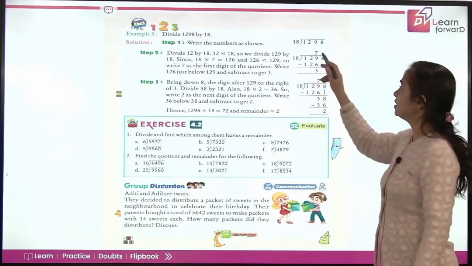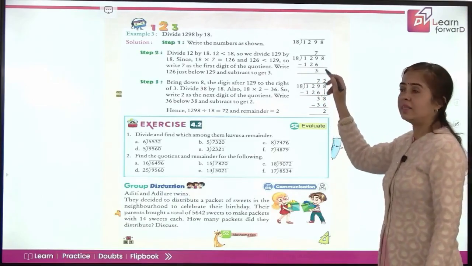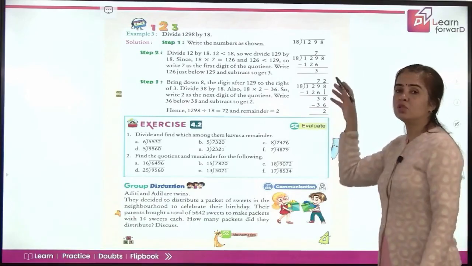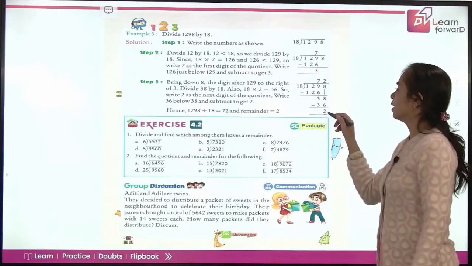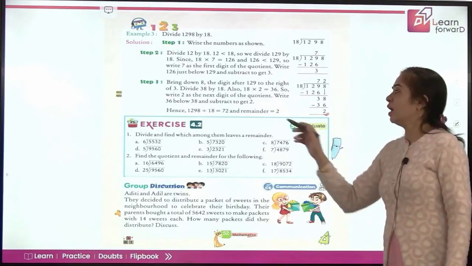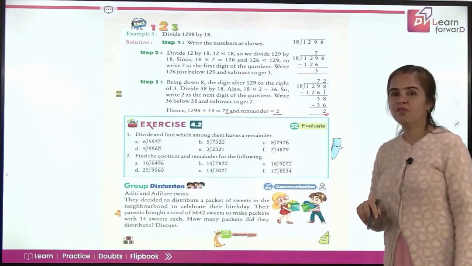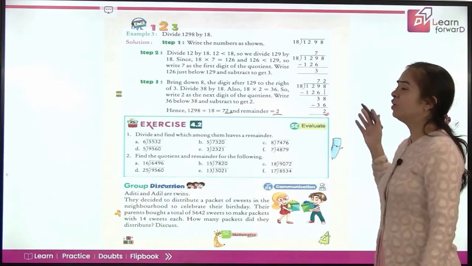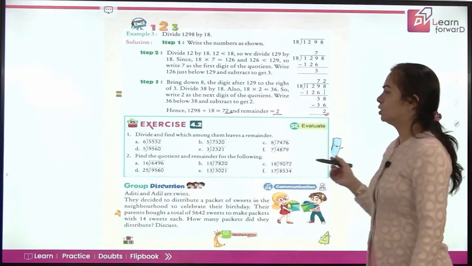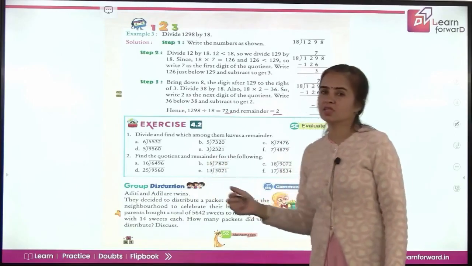Now, 18 7s are 126. When you subtract, you get 3 and then you bring down 8. You have the number 38. 18 times 2 is 36. When you subtract, you get the remainder 2. So, your quotient is 72 and your remainder is just 2. Fine. So, this is how we carry on division of bigger numbers by a 2-digit number, and this you will be doing in your practice exercise also.